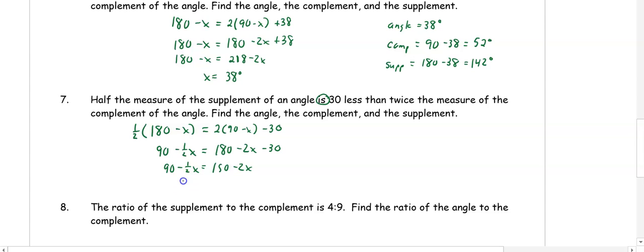So we can move the x to one side, so we get 3 over 2 x. We can subtract 90, so we get that equal to 60. To get rid of our fraction, we multiply by the reciprocal, and we get x is 40. So that means our angle is 40 degrees. Our complement is 90 minus 40, which is 50 degrees. And our supplement is 180 minus 40, which is 140 degrees.